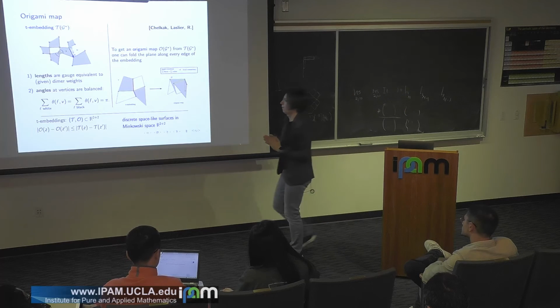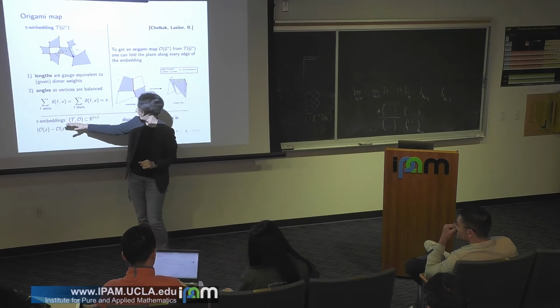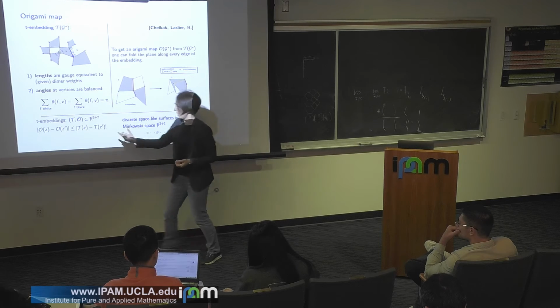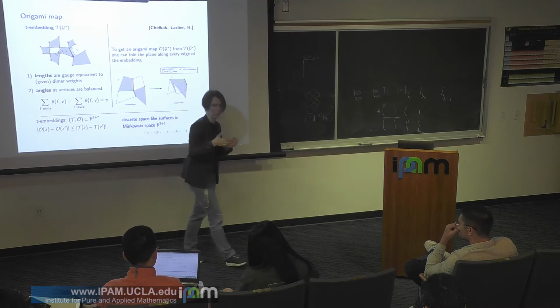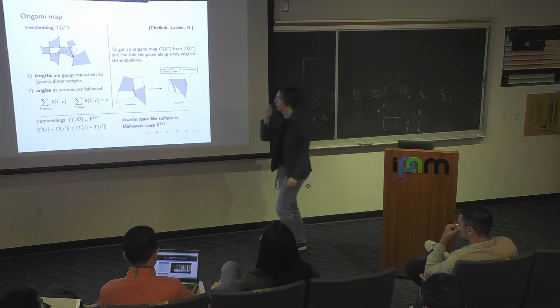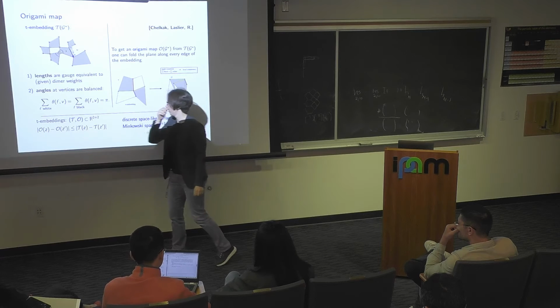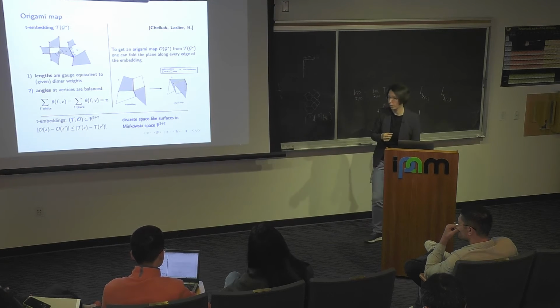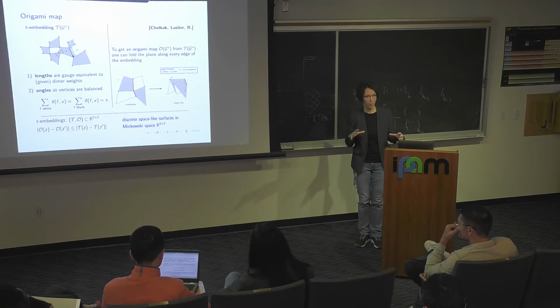All right, now we have two coordinates. One is a t-embedding, another is an origami map. And note that the origami map is a Lipschitz map, clearly because of this folding. The length is smaller than the initial length of any two points in the t-embedding. So we get a discrete space-like surface in the Minkowski space R2 plus 2.